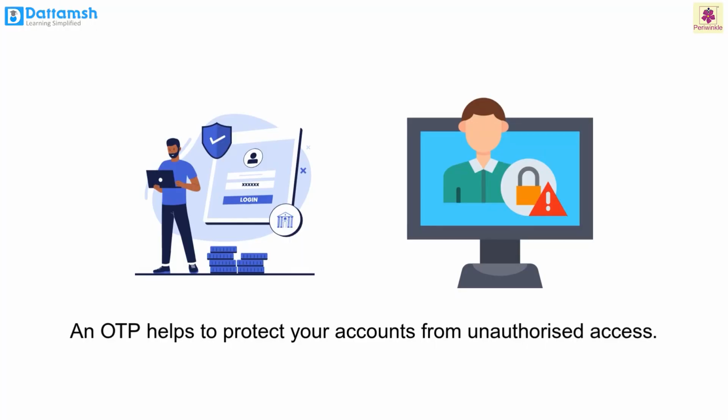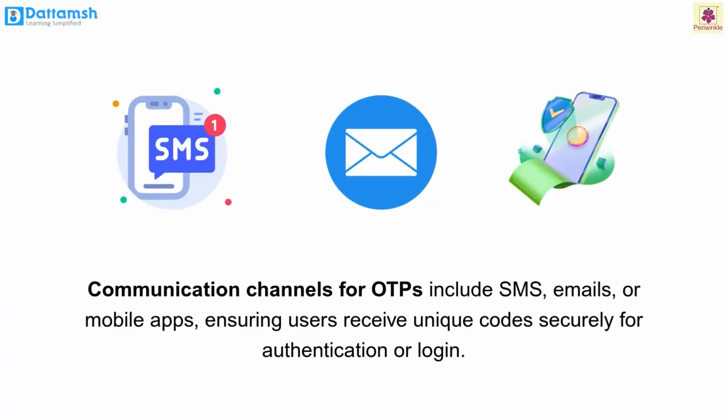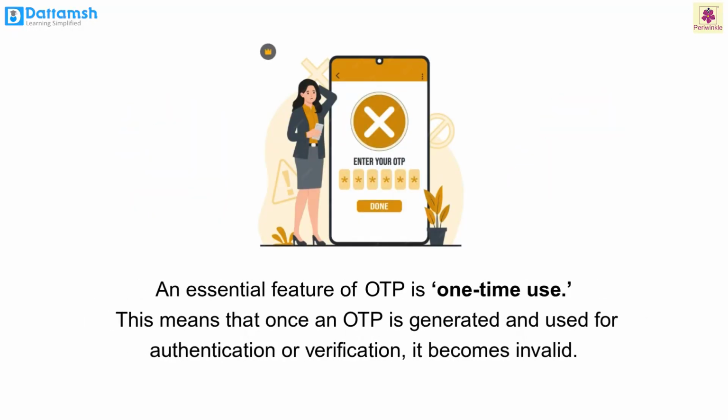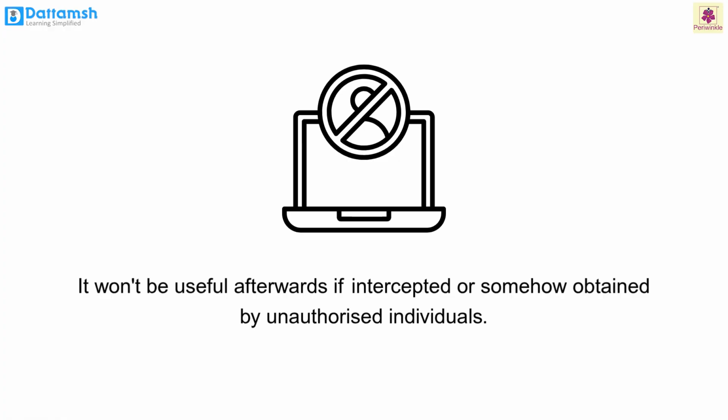An OTP helps to protect your accounts from unauthorized accesses. Communication channels for OTPs includes SMS, emails, or mobile apps, ensuring users receive unique codes securely for authentication or login. An essential feature of OTP is one-time use. This means that once an OTP is generated and used for authentication or verification, it becomes invalid. It won't be useful afterwards if intercepted or somehow obtained by unauthorized individuals.